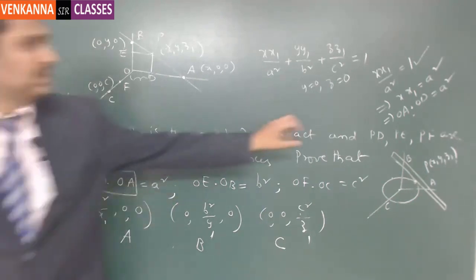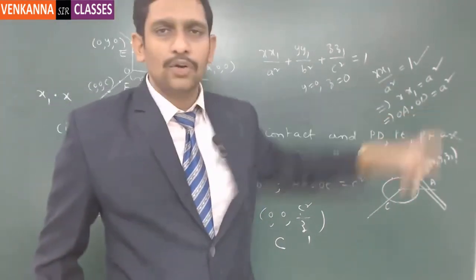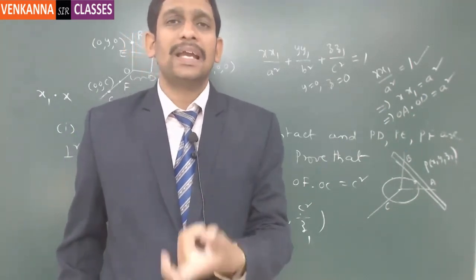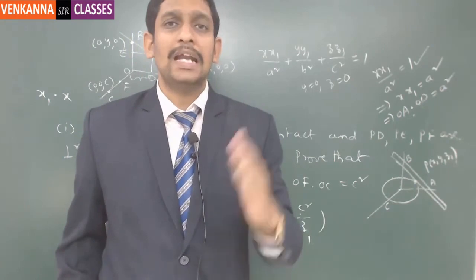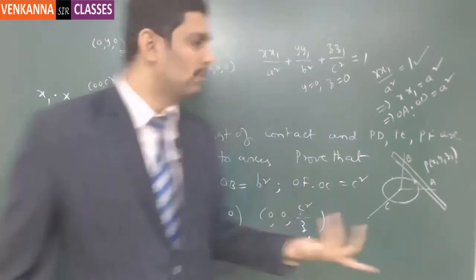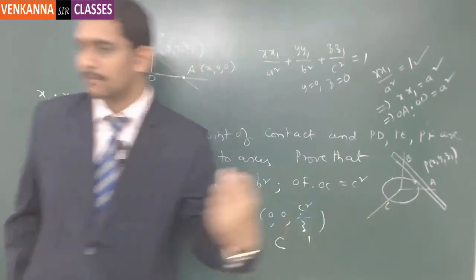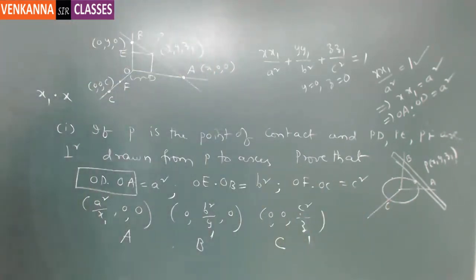So after proving that OA, OD is equal to a square, we mention that similarly by considering the y and z intercepts, we will have this equal to b square and this equal to c square. That's all that we will mention. There is no need to calculate them separately.